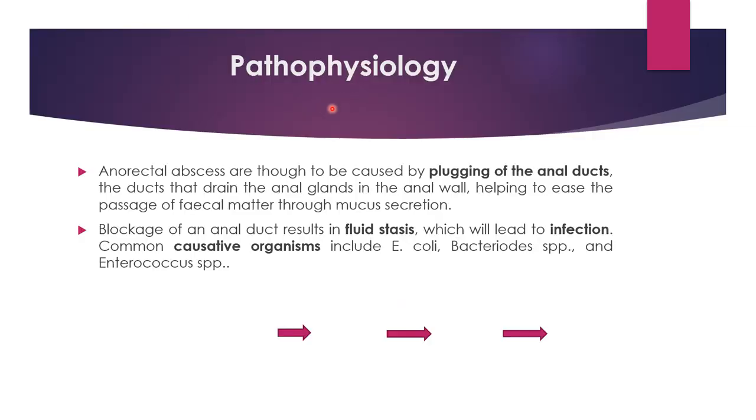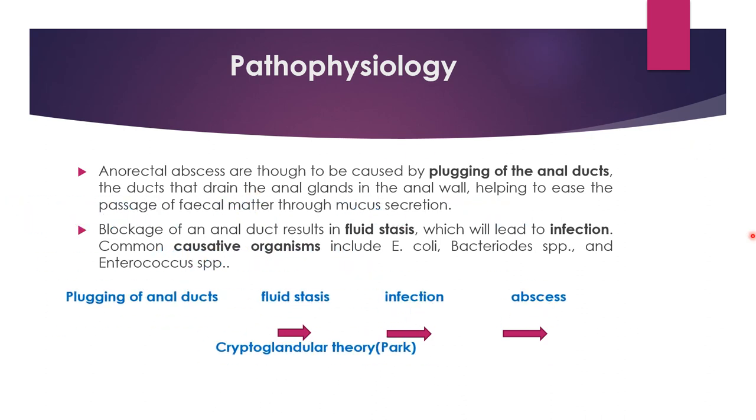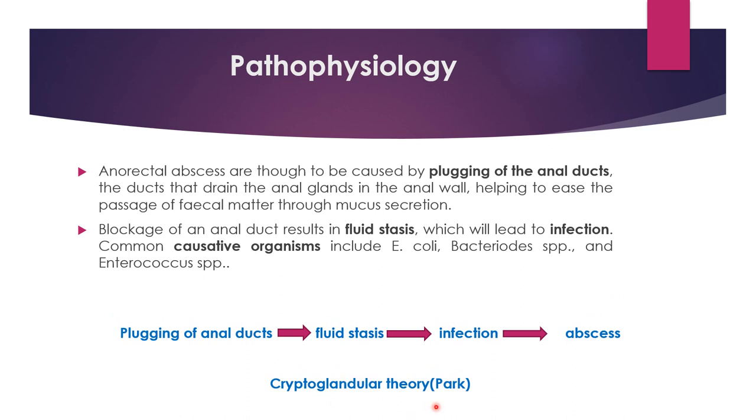Next, we come to the pathophysiology of anorectal abscess. Anorectal abscess is believed to be caused by plugging of the anal ducts. It is a theory known as the cryptoglandular theory or Parks cryptoglandular theory. As I said, the glands are located at the intersphincteric area, and their ducts get blocked by feces or infected material, and this causes fluid stasis, leading to infection and formation of an abscess.